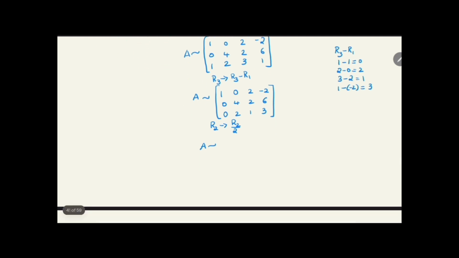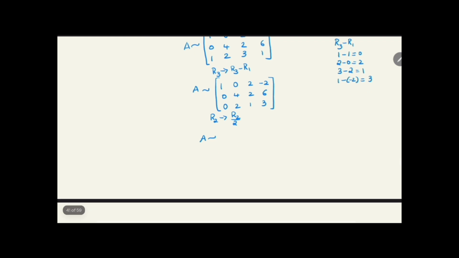Okay, this is equivalent. Now the first row remains the same, that is 1 0 2 minus 2, and I am dividing the second row by 2. 0 4 by 2 is 2, 2 by 2 is 1, 6 by 2 is 3. And what is the third row? 0 2 1 and 3. See here, now the second row and third row are the same.